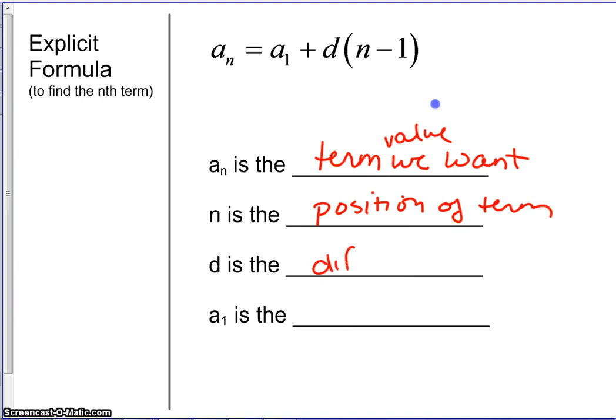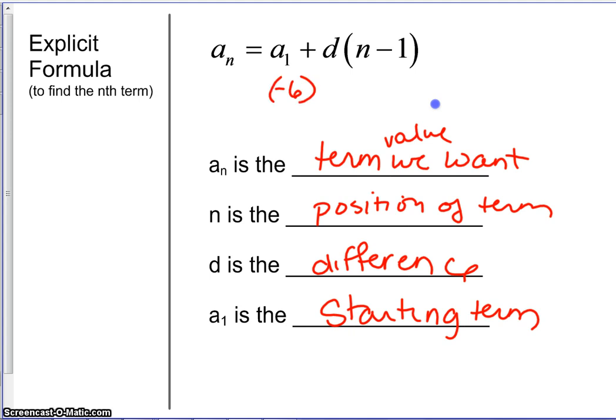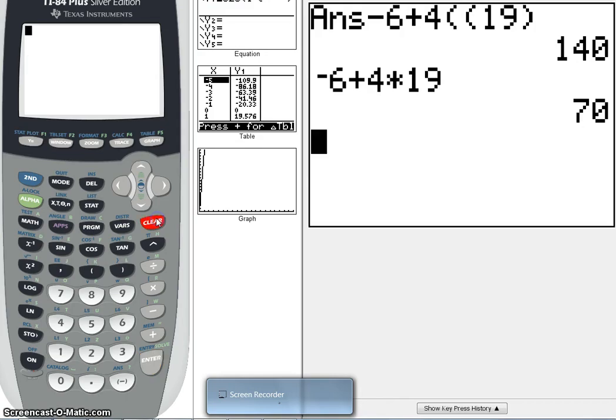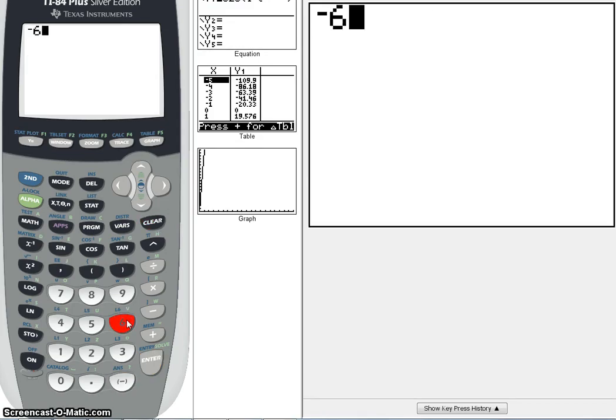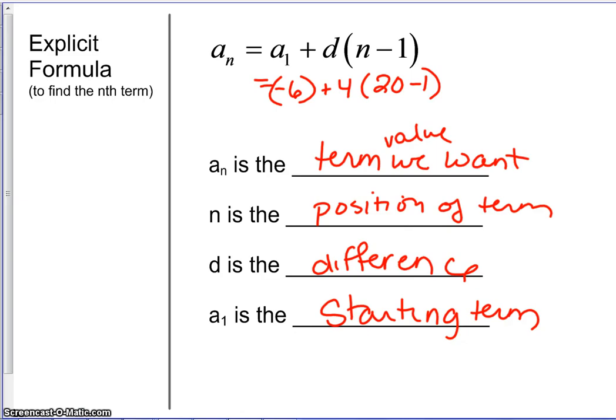d is the difference. And this, a sub 1, is the starting term. What is our beginning term? In this case, we started at -6. We went up by 4. And we wanted to have 20 terms. So here we're going to have -6 plus 4 times, essentially, 19, since it was 20 minus 1, we could just put in 19. We got our answer. We have the same answer. We had confirmation that our original answer was correct.